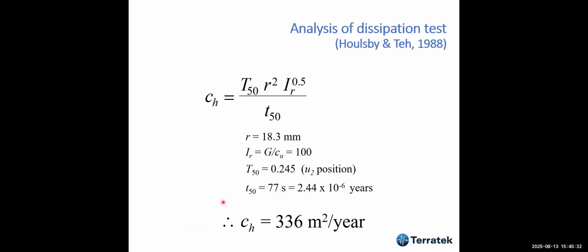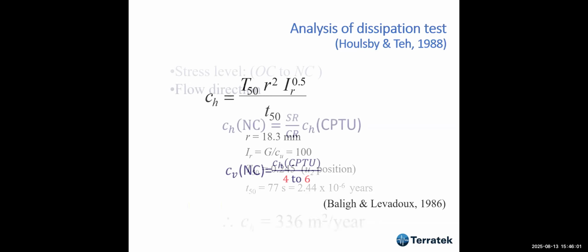And then we use this analysis of dissipation test by Houlsby and Teh, in which we come here with the t value measured. T50, due to the U2 position, is from the numerical solution. R is the radius of the cone, and this is the G over Cu that the program calculates automatically. And then you have a number like that.